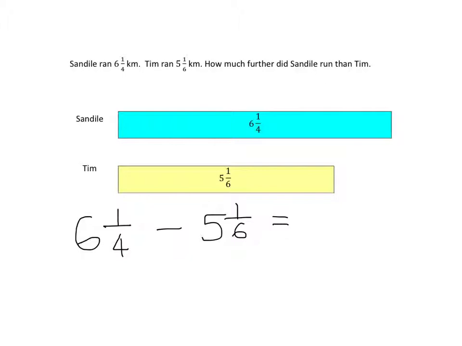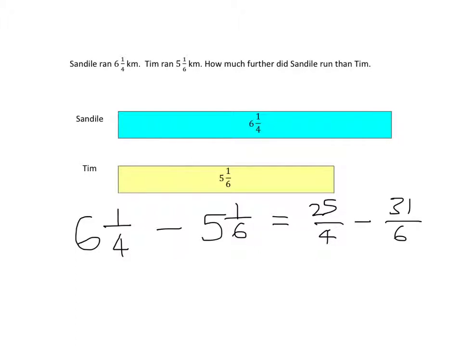Now, we've discussed that one of the easiest ways, the ways that make sure we don't make mistakes, to do subtraction when we have got mixed numbers is to turn them into improper fractions. So let's do that. 6 and 1/4: 6 times 4 is 24, plus 1 is 25. So we have 25 over 4. And then 5 and 1/6: 5 times 6 is 30, plus 1 is 31. So we have 31 over 6.